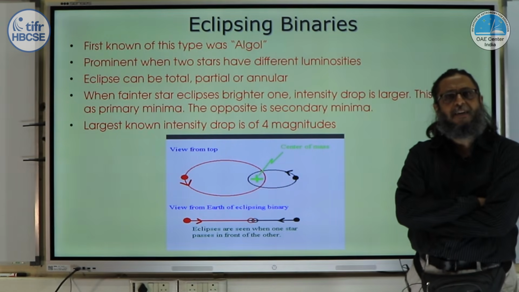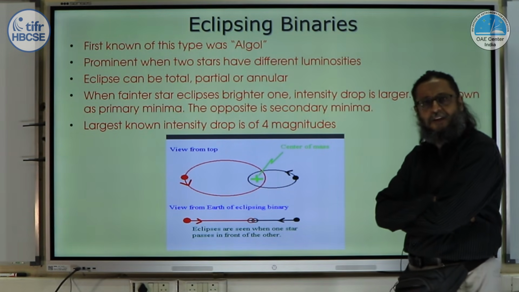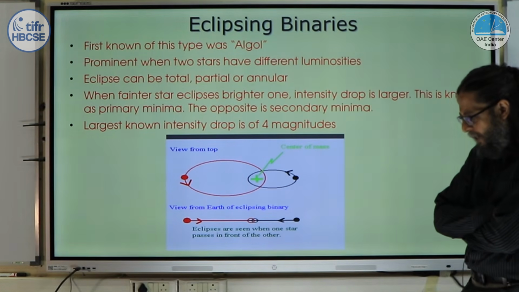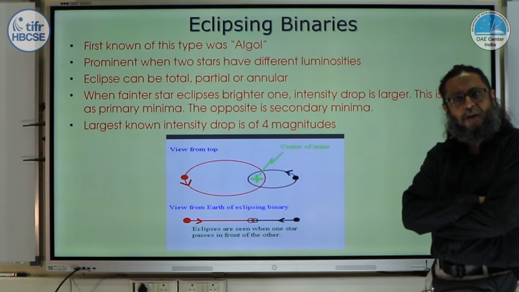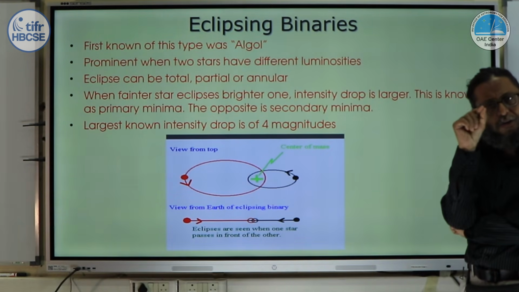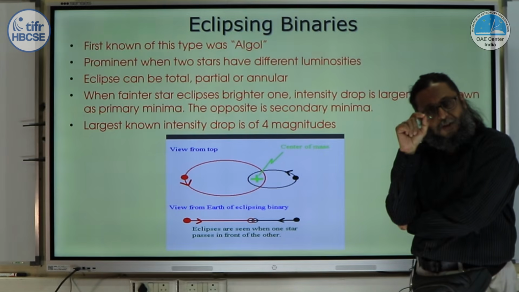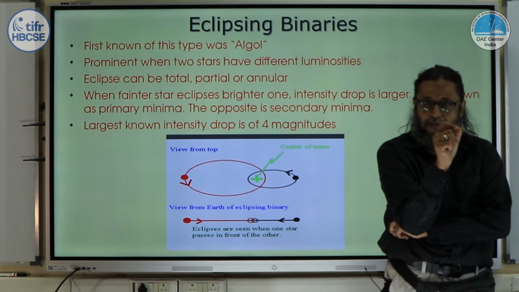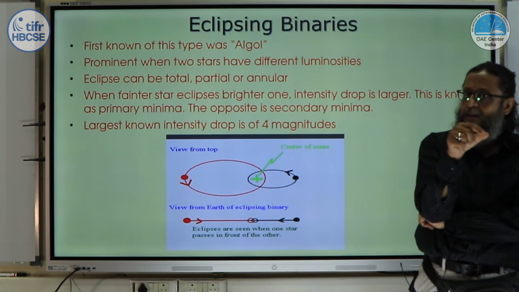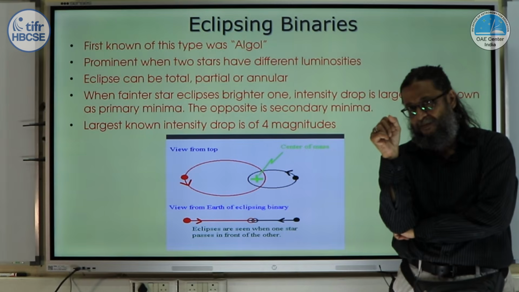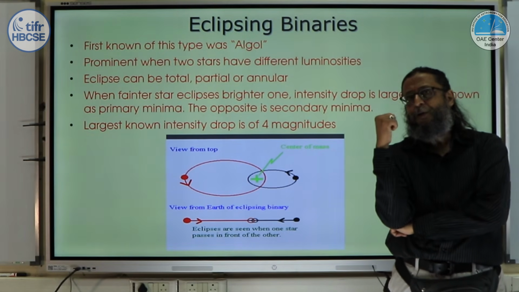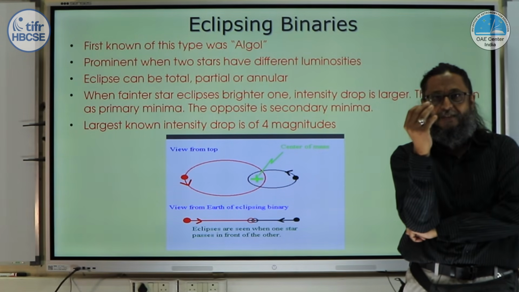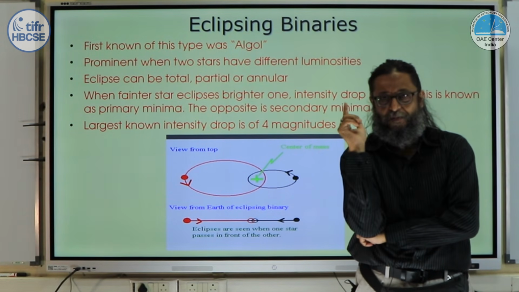Let us now look at a new class of binary star system known as eclipsing binaries. If you have seen the previous videos, we were measuring light as a function of position, which changed as a function of time, or as a function of the spectrum. And in spectroscopic binaries, the spectrum changed as a function of time. Now we are looking at a class of binaries where the total flux changes as a function of time.